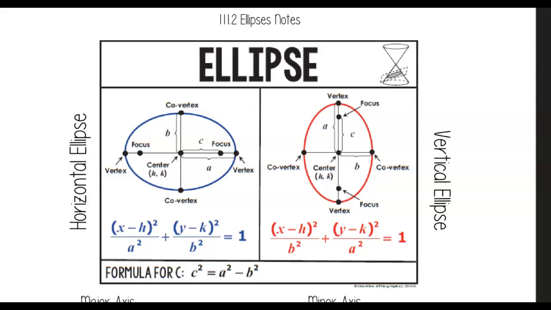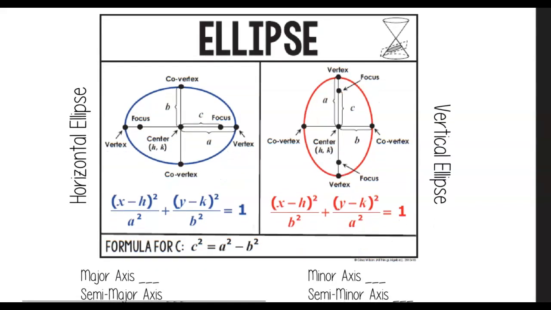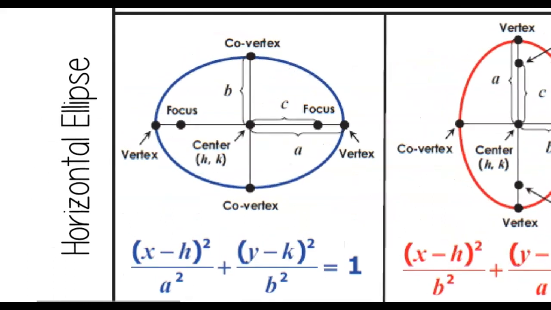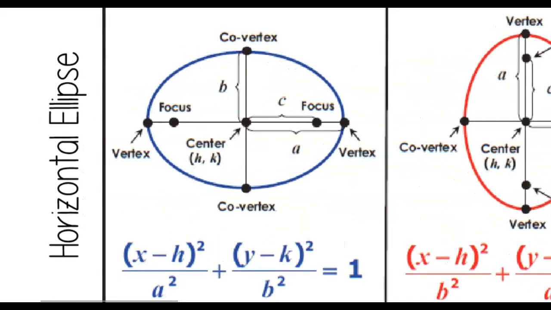An ellipse is most commonly known for orbits. Like all planetary orbits are elliptical in shape. It means that they kind of have like an oval pathway to them. Now there are two different types of ellipses. There's a horizontal ellipse and a vertical ellipse. We're going to take a look at the horizontal ellipse first.